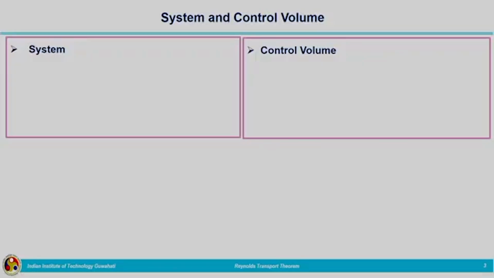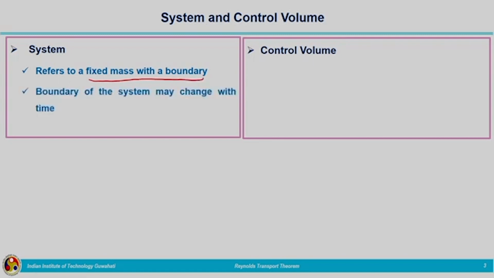Again, I am coming to the system and control volume concept. So, system refers to a fixed mass within a boundary. The boundary of the system may change with time. That is, the system is moving from one location to another location as time changes. It is not stationary. In the case of system, mass remains the same.